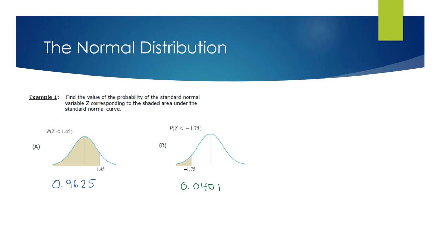You're not always going to be given things that have areas to the left. Sometimes you might have an area to the right. Sometimes you may have an area between two values like this one. The probability that z is in between negative 1.32 and 1.74. So try to see if you can figure out a way of figuring this out.